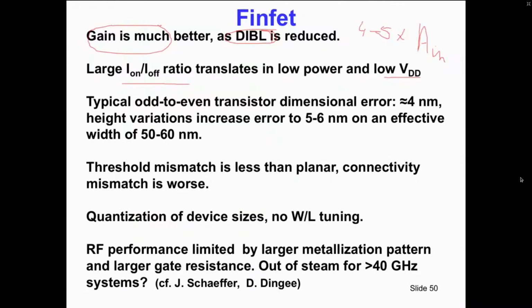The odd-even effect creates dimensional errors that you need to worry about. Threshold mismatch is less than planar, but that is traded against connectivity mismatch, and I'll show you in a minute that it is not really a big advantage. There is quantization of the devices. There's no W over L tuning possible, so it's either one or two devices, and due to the odd-even effect, it basically means it's only 2 or 4 devices, and that is sometimes a problem.